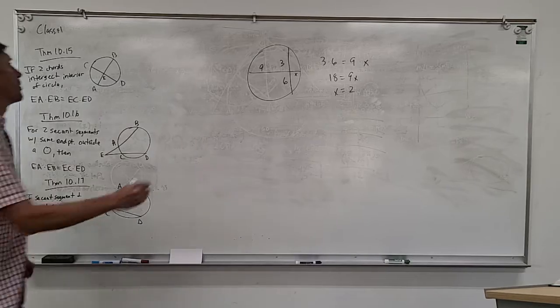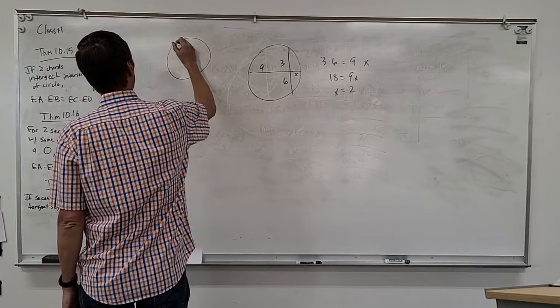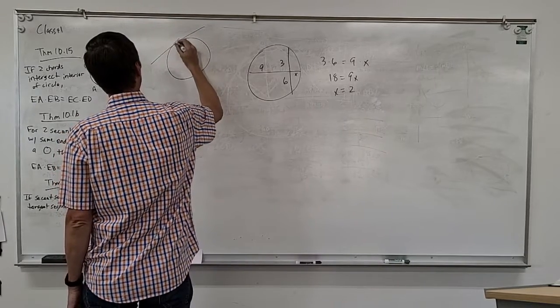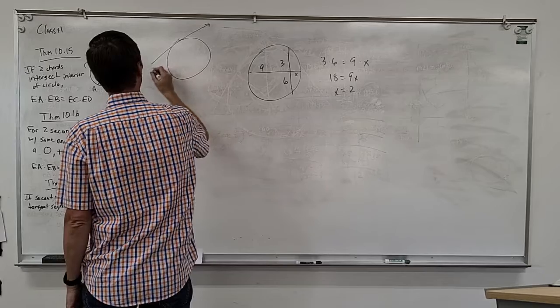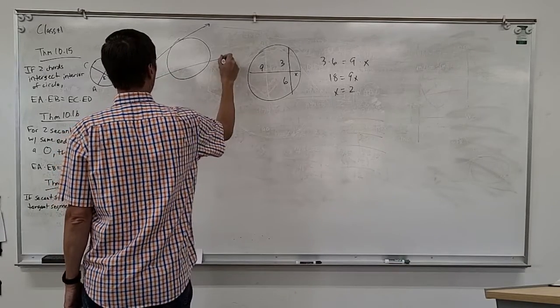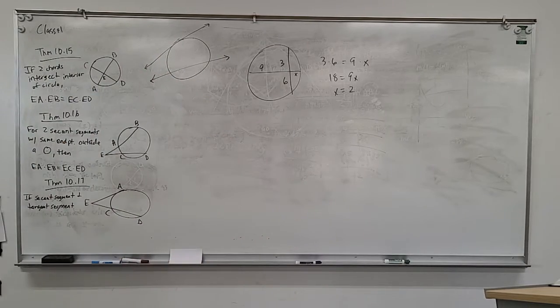Just because, remember when we drew secants and tangents before, they were lines, right? They just kept going. So like that, and then maybe we had a secant, it looked like that, right? But it's a segment because there's an endpoint there, it doesn't keep going.